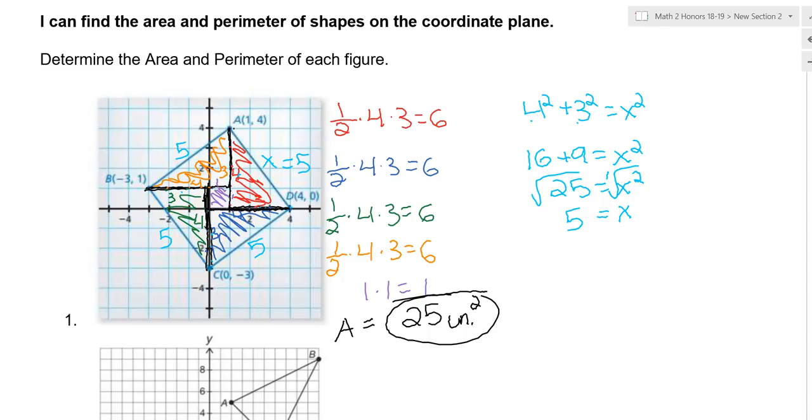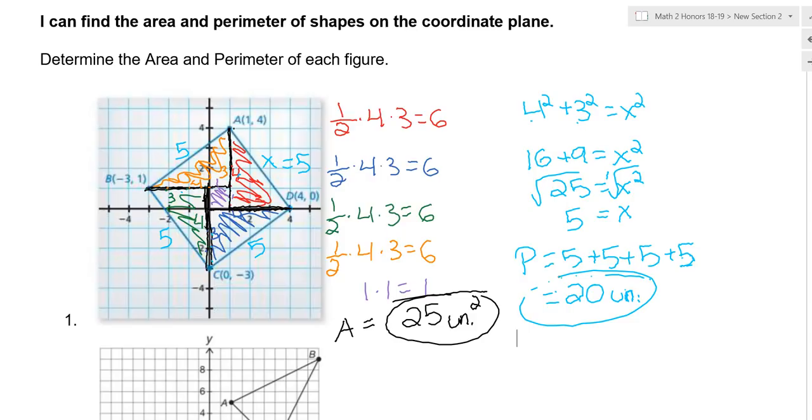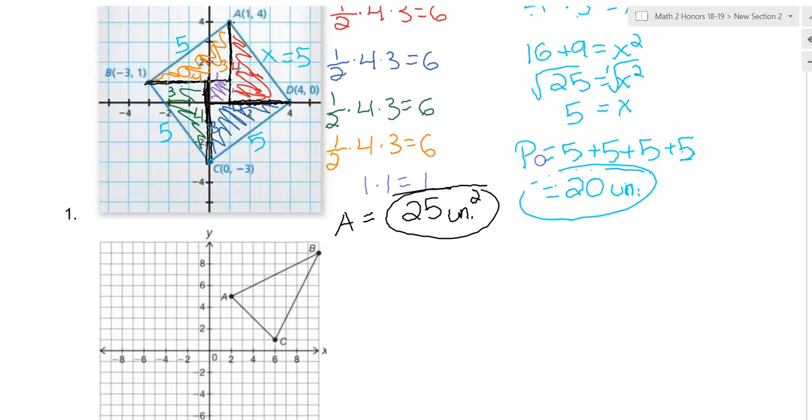Not worth it. So then our perimeter equals 5 plus 5 plus 5 plus 5, which equals 20 units. Sorry, and that is not squared. That is just a length. Alright, so that's number 1.